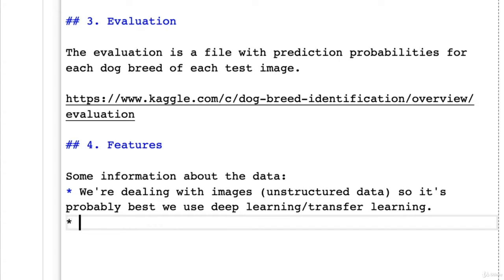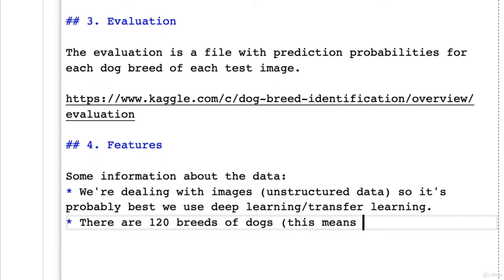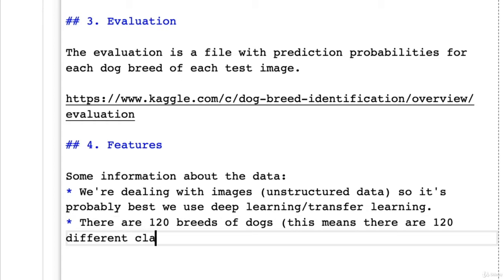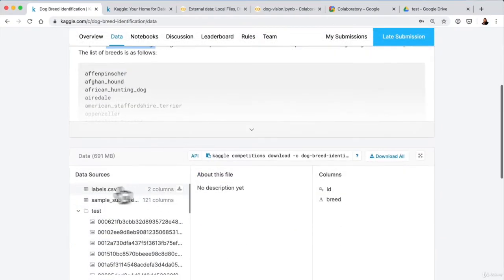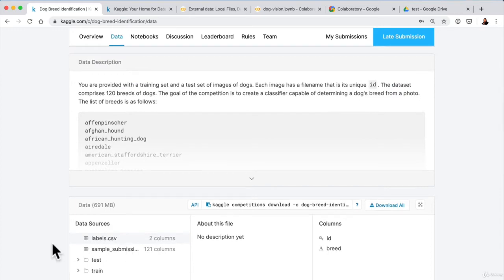What else is there about the data? There are 120 breeds of dogs, and because it's multi-class classification, this means there are 120 different classes. Now, if there were only 2 dog breeds, it would be binary classification. If you remember our project on heart disease, that was binary classification. So whether someone has heart disease or not. So if we come back, labels CSV.